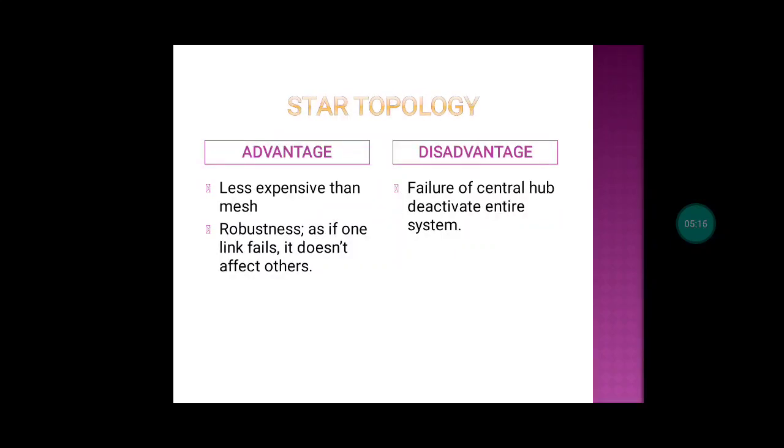Advantages and disadvantages: it is less expensive than mesh because fewer connections or links are required. It is robust, because if one link fails, it does not affect the others. In this arrangement, if one of the devices is not working, it will not affect any other workstation. The disadvantage is that failure of the central hub deactivates the entire system. If the hub fails to work, the entire system will fail, because every device depends on the hub itself.